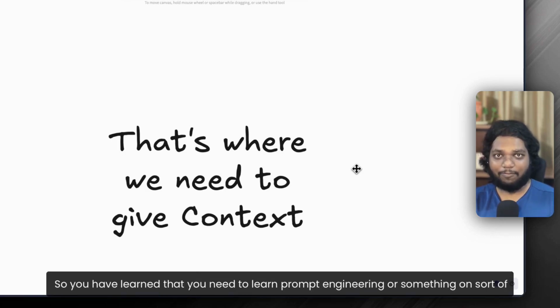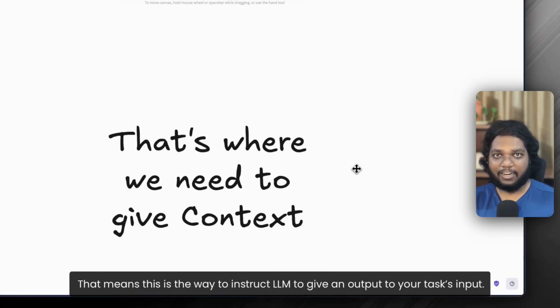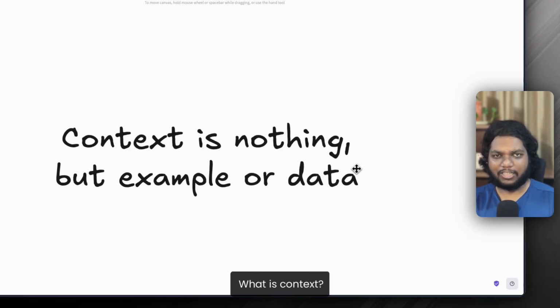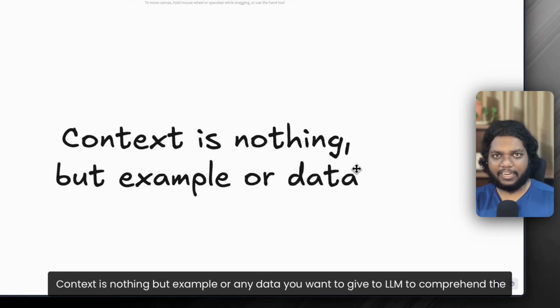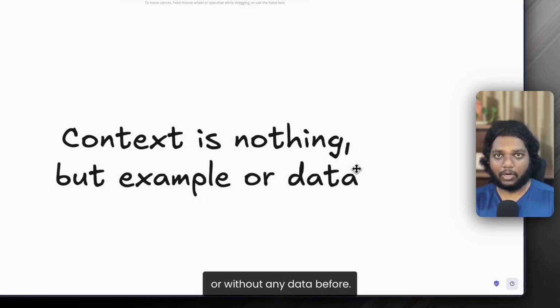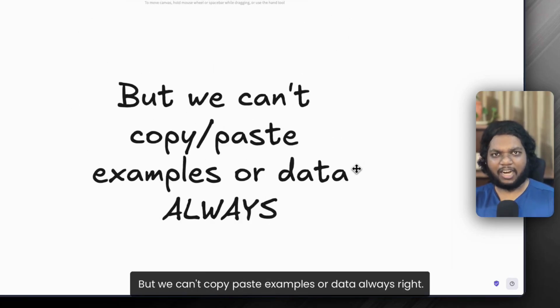So you have learned that you need to learn prompt engineering or something of that sort. That means this is the way to instruct an LLM to give an output for your task input. So this is how you give context. What is context? Context is nothing but an example or any data you want to give to the LLM to comprehend the instructions and give a better output, as it would not be possible without any example or data beforehand. But we can't copy paste examples or data always, right?